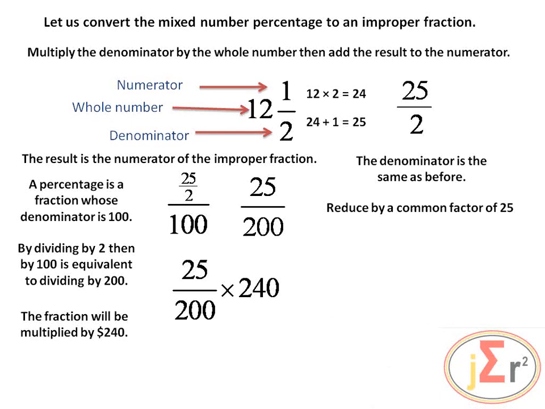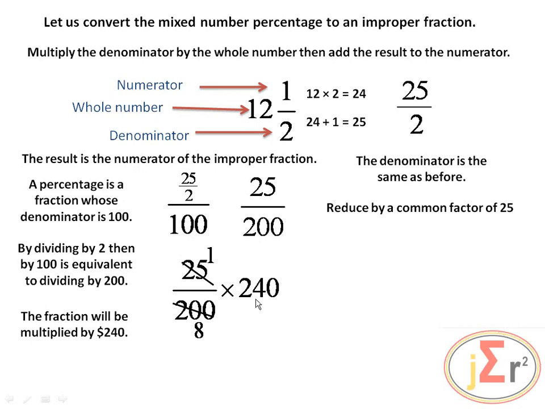So reduce by a common factor of 25. So we have 25 here. We are going to say 25 into 25 and 25 into 200. And what do you know? We are back with our original 1/8. Remember that we say that 12.5% is equal to 1/8. So we have that 1/8 right there that we had earlier on.